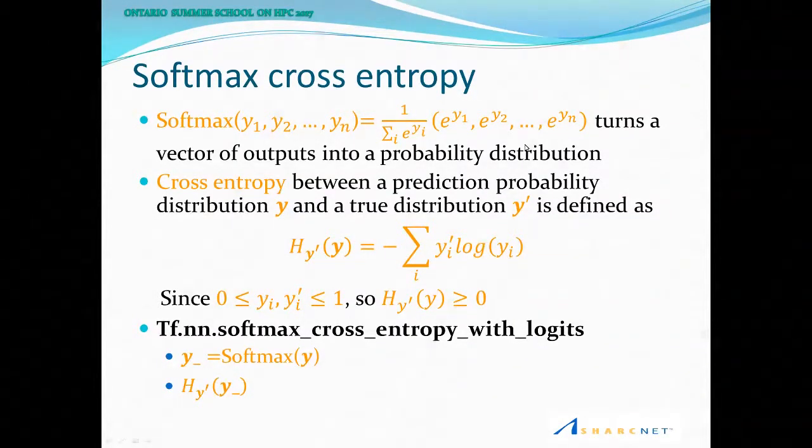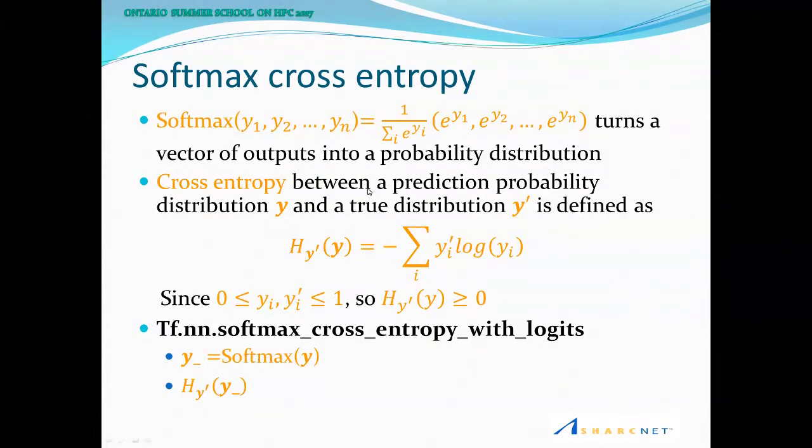So this basically squashes the original output, which could have a very large variation, into the range between 0 and 1 because it's a probability distribution. Once we achieve that, let's take a look at what is cross entropy.